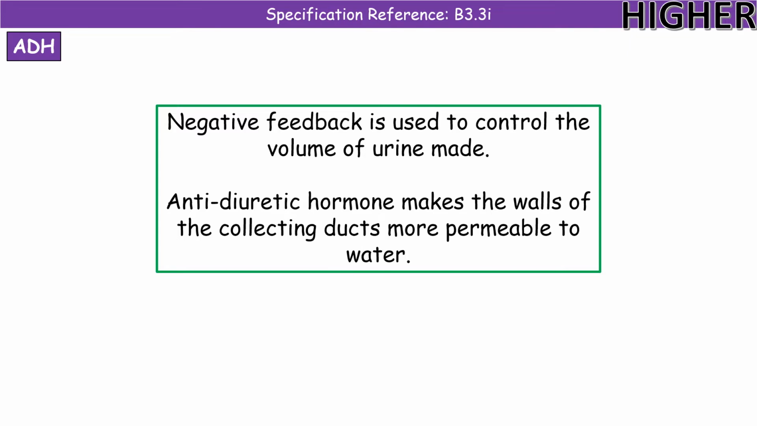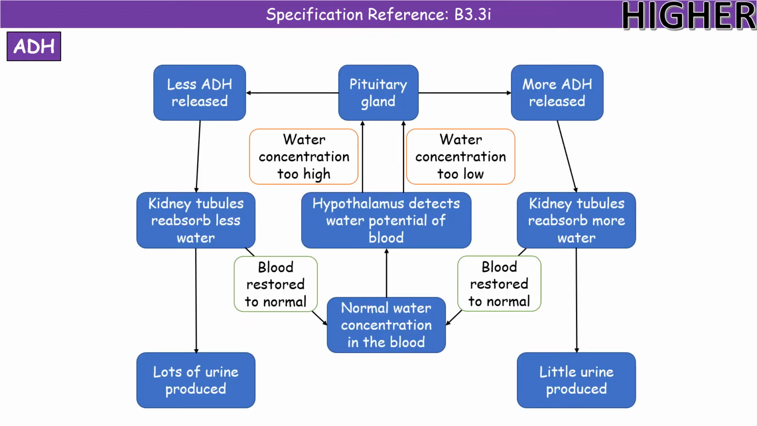So we're going to kick this off with the idea about ADH. We're coming back to something we've mentioned earlier in B3, the negative feedback system, because we're using a negative feedback system to control the volume of urine we make. And the hormone involved in this is ADH, or antidiuretic hormone. And what ADH does is it makes the walls of the collecting ducts more permeable to water.